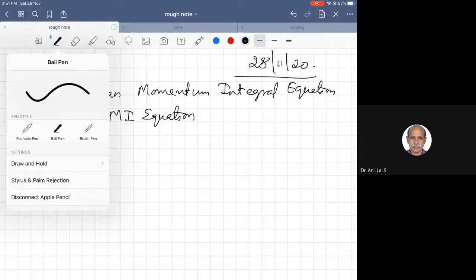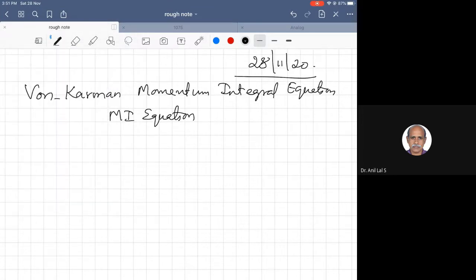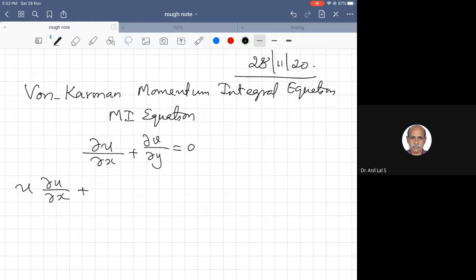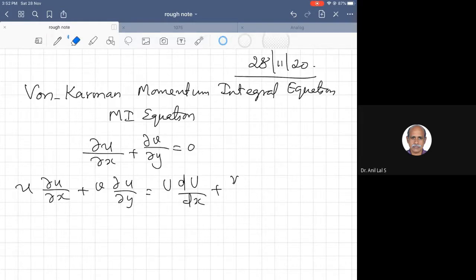We have the Prandtl boundary layer equations: the continuity equation, dou u by dou x plus dou v by dou y is equal to 0, and u dou u by dou x plus v dou u by dou y is equal to, in terms of the potential flow velocity gradient, like this, plus mu into dou squared u by dou y squared.